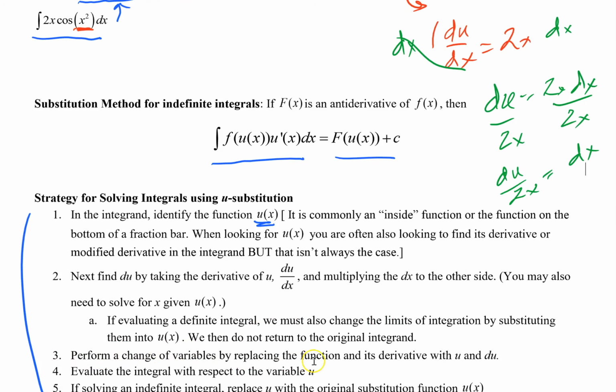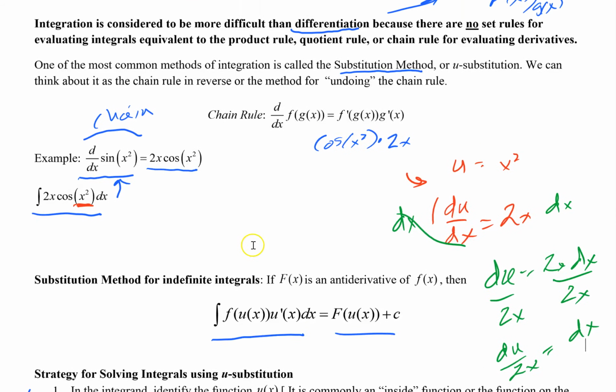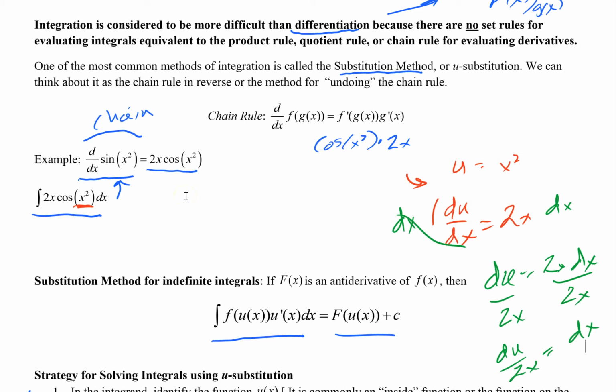And then the change of variables: we're replacing the function and its derivative with u and du. So what we're doing here is this. Let's rewrite everything now. The 2x hasn't gone away, that's still there. That's cosine, and now instead of x squared, I'm going to have a u. Now here we have dx. Remember, I solved for dx, so we're going to replace that dx with what I solved for, du over 2x. So right here, instead of my dx, I'm going to put du over 2x.